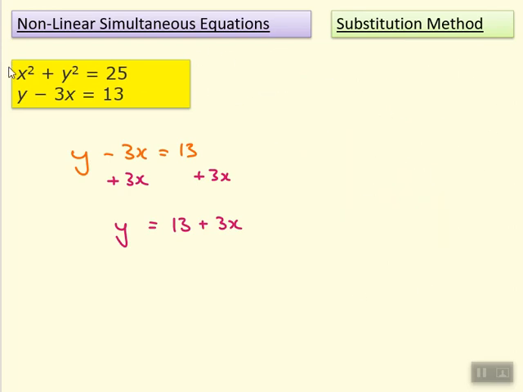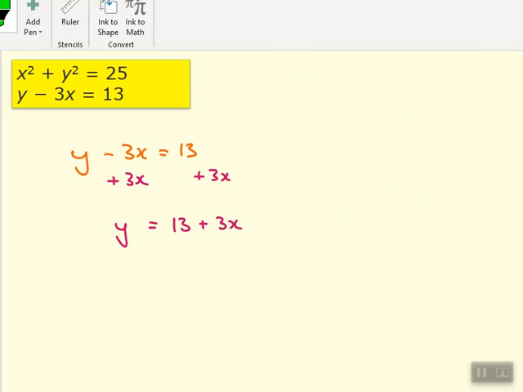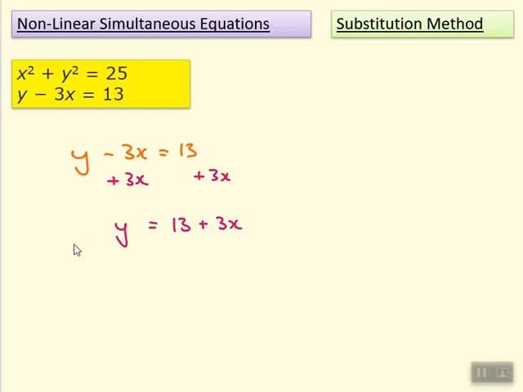So it's all about trying to get the easiest letter on its own. Sometimes, though, it's unavoidable and you'll have fractions. But we'll look at that probably more in year 11. We'll do some questions on this. Okay, so now you've got this. We're going to use the substitution principle, because wherever there's a y, we can replace it with 13 add 3x.